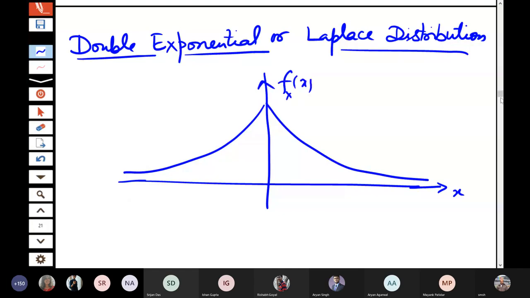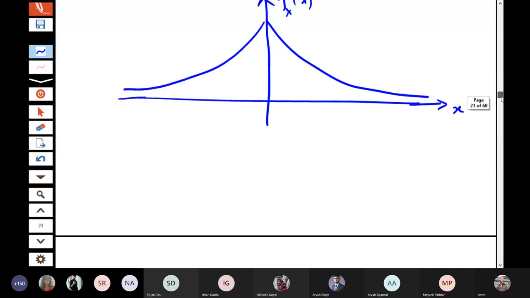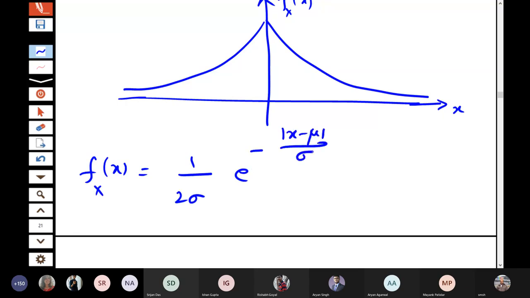So let me write here the general form of this one. The general form of course, you had lambda e to the power minus lambda x. So if you put mod of x, then it becomes both sides. The general form is written like this: 1 by 2 sigma e to the power minus mod of x minus mu by sigma. Okay, so this is described for the whole of the real line.